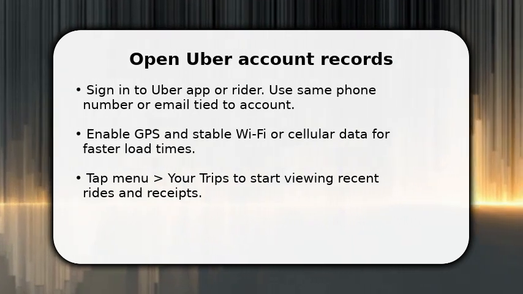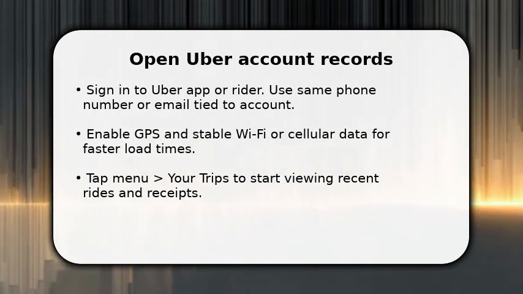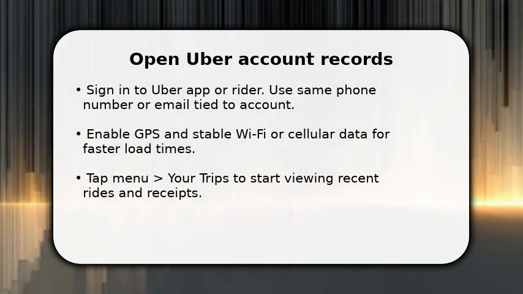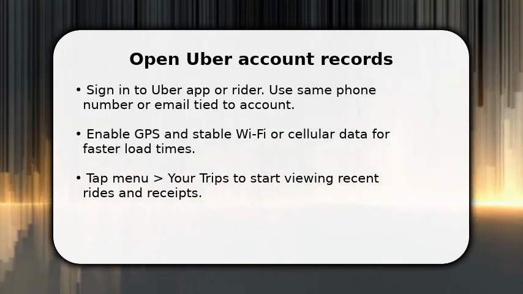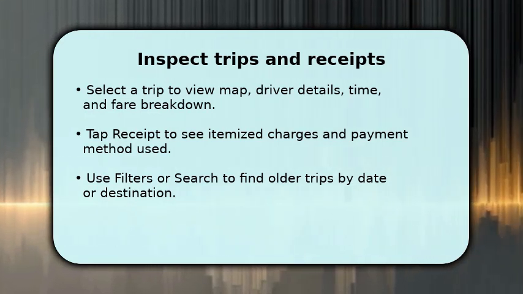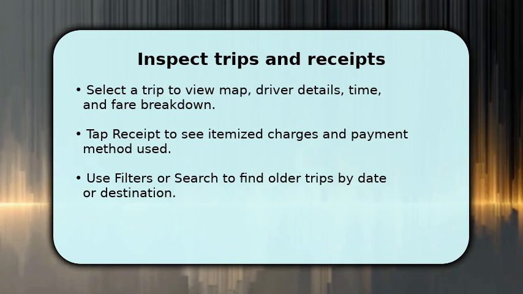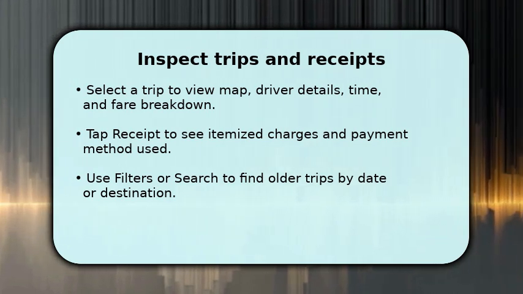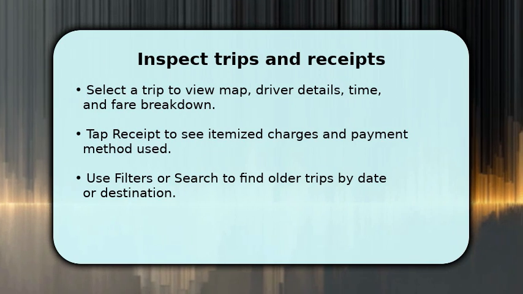You do this now because it's the fastest way to access timestamps, routes, and fare snippets, and it sets you up to request receipts. You now inspect individual trips to gather the full details. Select a trip to reveal the map, driver name, pickup and drop-off times, and the fare breakdown. This shows how the total was calculated.